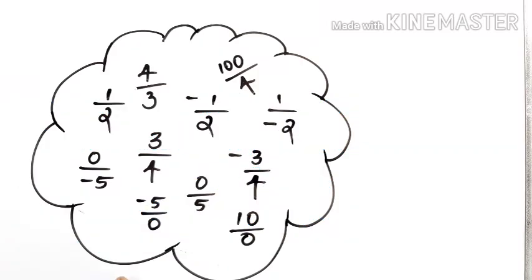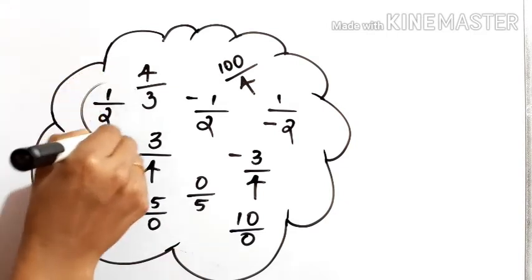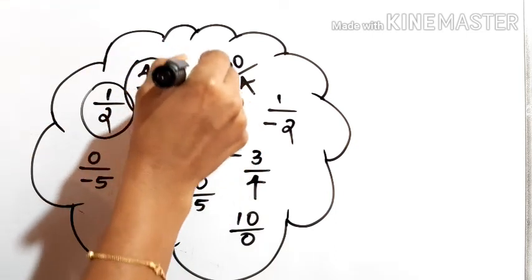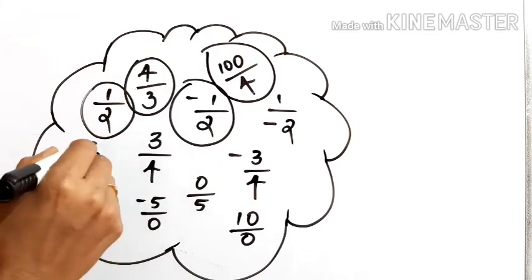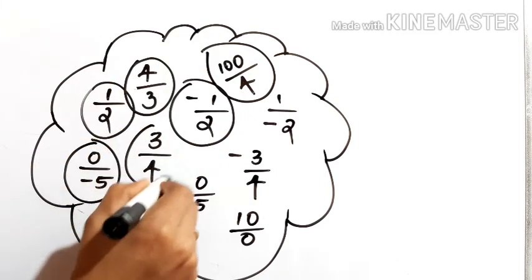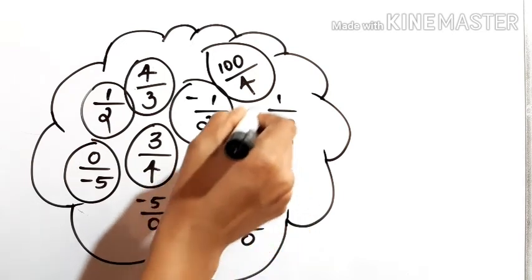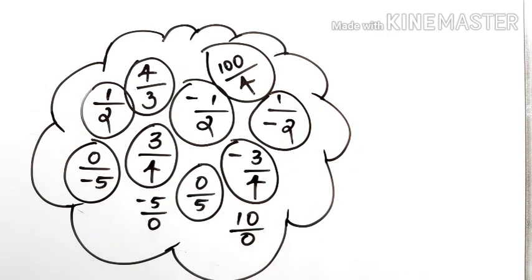Can you see some numbers here like fractions? Here, numerators are integers, right? Denominators are also integers. From these, we can understand what is a rational number. 1 by 2, 4 by 3, minus 1 by 2, 100 by 4, 0 by negative 5, 3 by 4, 0 by 5, minus 3 by 4, 1 by minus 2 are examples for rational numbers.